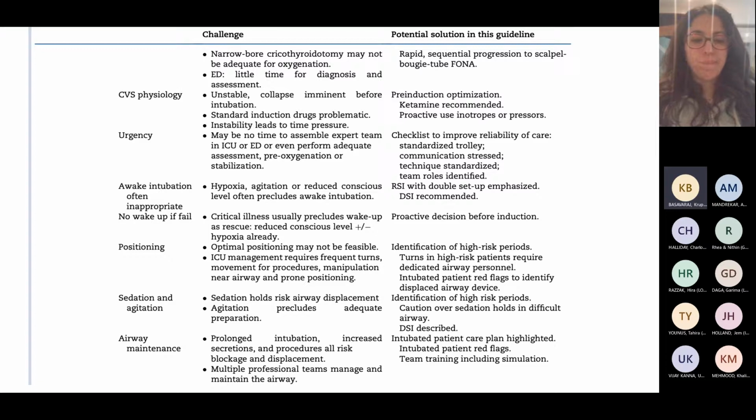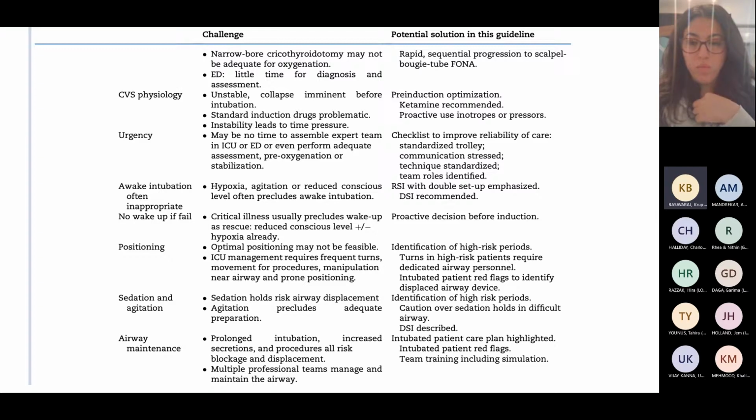Sedation and agitation. Sedation holds airway risk of displacement. They lose their spontaneous breathing capacity as well. And agitation precludes adequate preparation. Because if the patient is agitated, that's obviously one of the signs of hypoxia. You would want to rush up and make sure you have a tube in hand, or the airway secured. That means you're probably losing your critical thinking capacity at that point in time when you're just focused on the goal. So identify high risk, caution with the sedation.